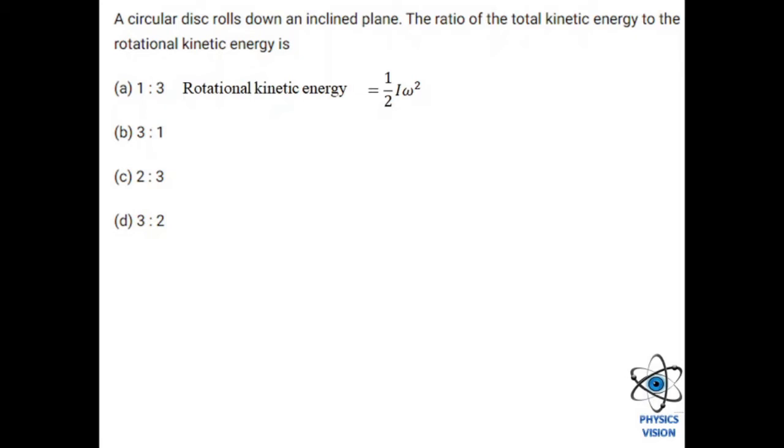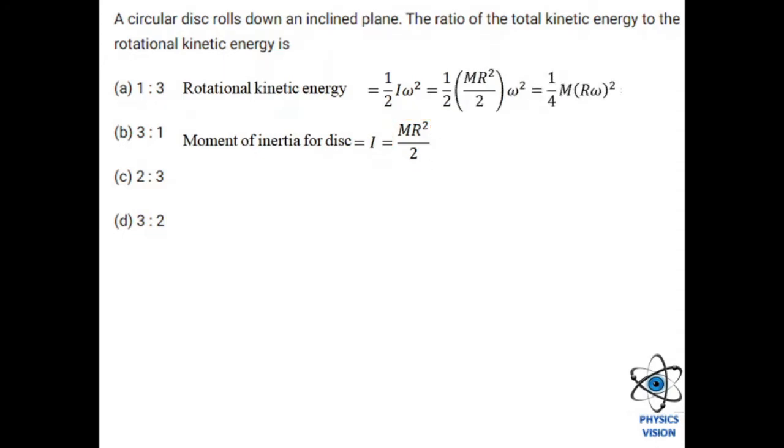Now, we know that the moment of inertia of the disk about its own axis is given by mr square by 2. Plugging this value in the equation above, we get 1 by 4 mr square omega square. But, we also know that the velocity of the center of mass of the disk can be written as v equals r omega. Again, plugging this above, we get rotational kinetic energy equals 1 by 4 m v square.